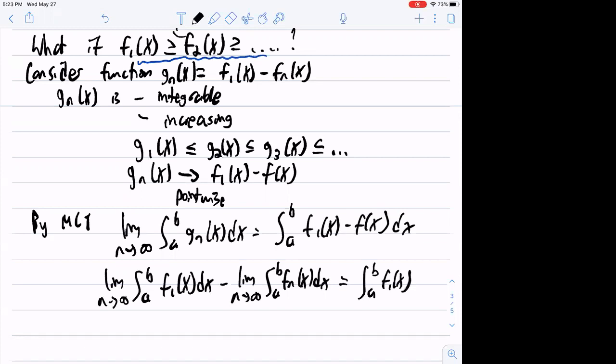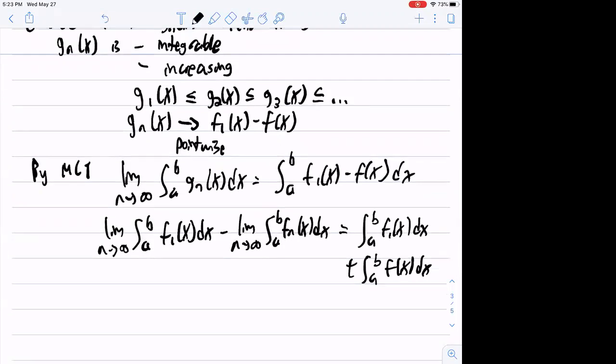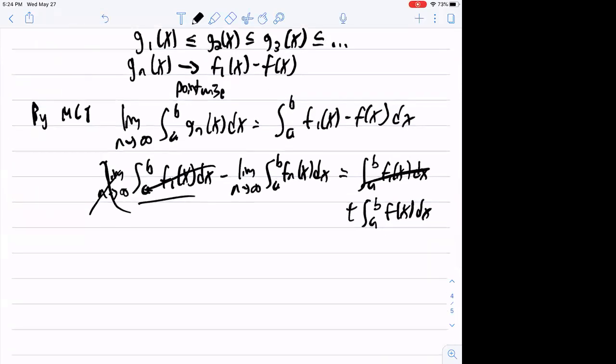And then this thing I'll split up too. It's plus the integral from a to b of f of x dx. But these cancel, because this thing has no n in it, so this limit is just the thing itself. So these two will cancel, and then you'll get the result. Did I mess something up? Yeah, there should be a negative sign here. Minus. So if you divide by the minus sign, you get the result.